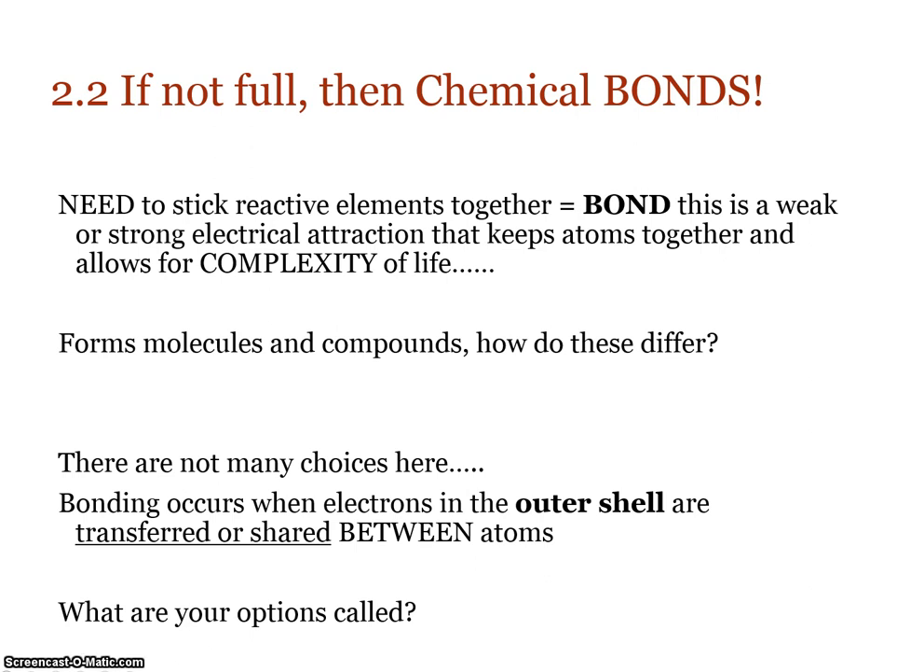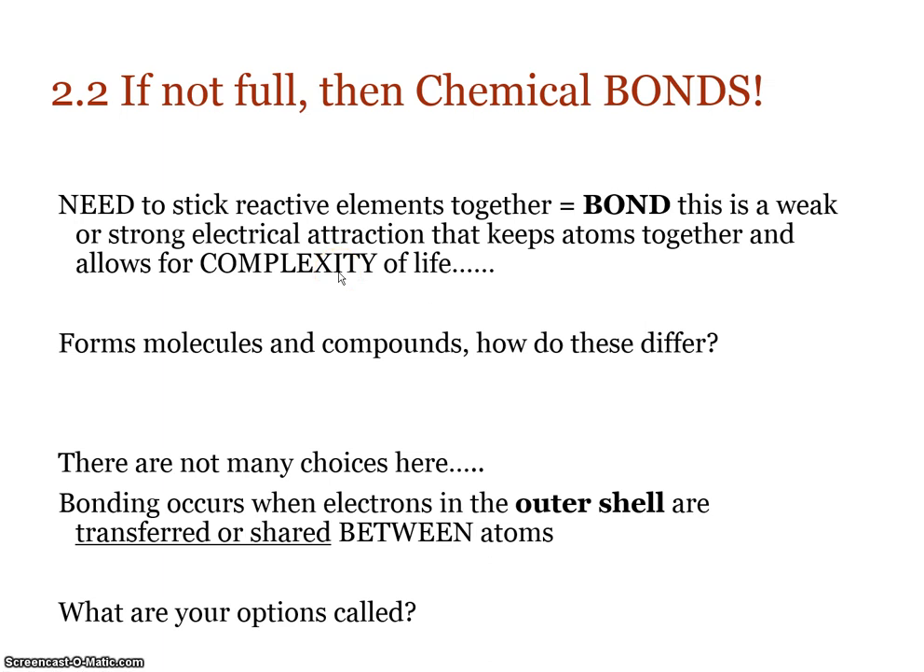So most of those elements are going to want to interact in some way or another, and that interaction we call chemical bonds. It can be a weak connection or strong electrical attraction. It really depends on what has happened, and there aren't many options for how these bonds can occur. So just try to get your mind around this. It's pretty straightforward, and again, there's not very many options.